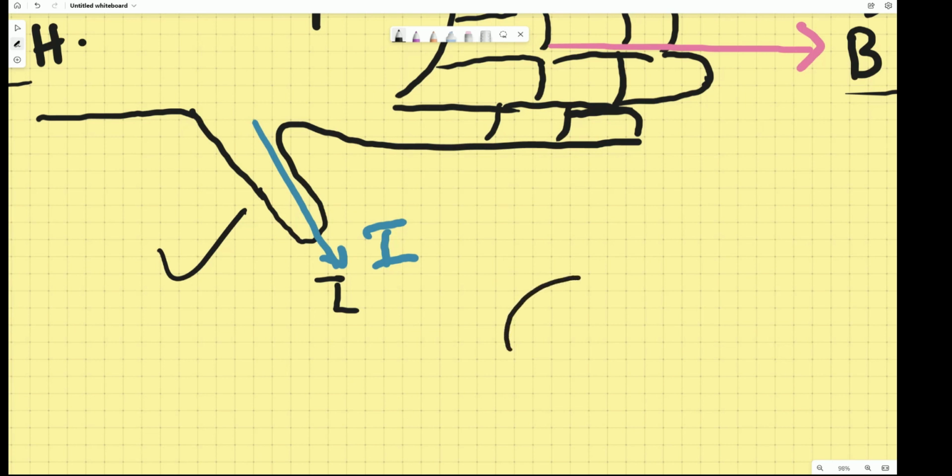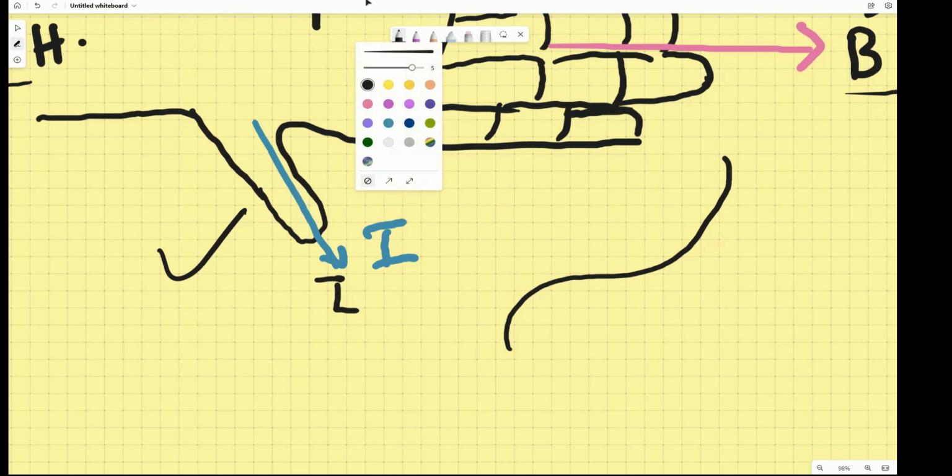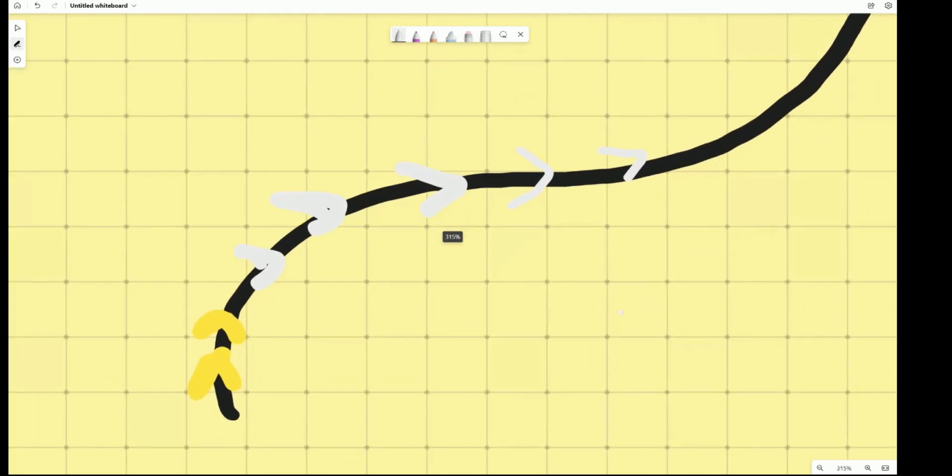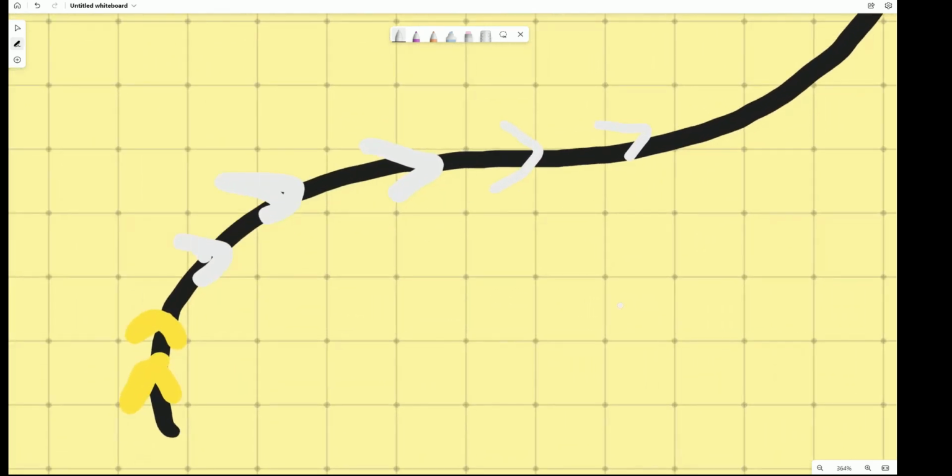So let's say this is your current carrying conductor, right? Now the current may be in some particular direction. So the current is traveling like this, right? Let me use some other color so that you can see this. So this is the way current is traveling inside this conductor. Let me just enlarge it so that it is easily visible to you, right? So the current is traveling and going.